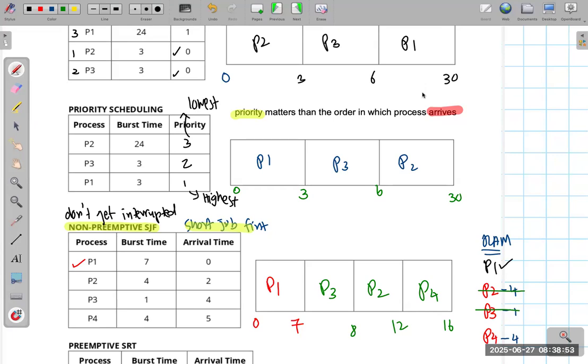Yeah, arrival time, the earliest arrival time. We check the shortest job first. If everyone is taken to the RAM, they arrive at different times. But if everyone is taken to the RAM, we only check the shortest remaining time, shortest job first. We will check that.